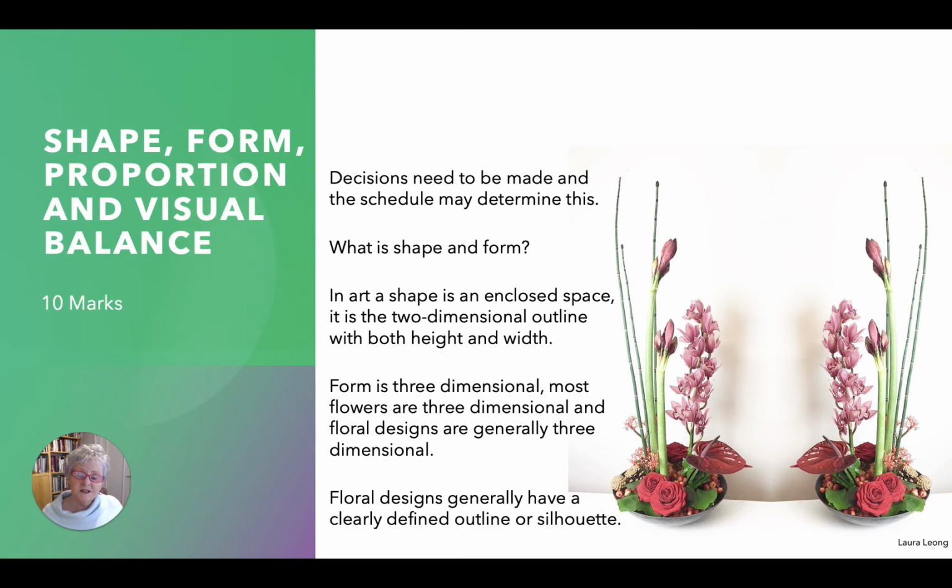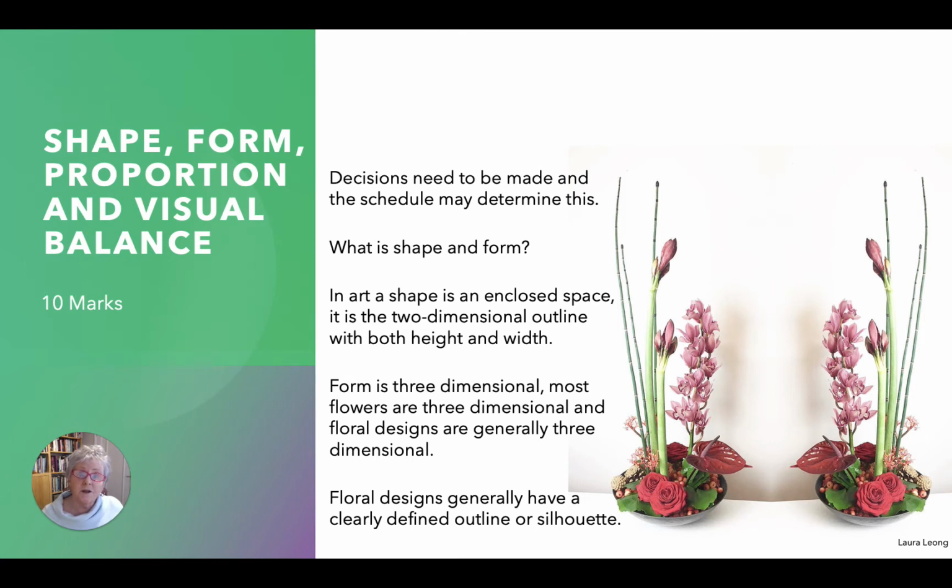The first decision will be determined by the schedule. Once you know what the task is, then you can start to plan your design. For example, if it's a wreath, then you will know that it's a round shape with a hole in the middle, a ring, but often the task is free and you decide what shape or outline the design will be. In competition work, the shape refers to the outline of the finished design. And this is generally a recognised shape.